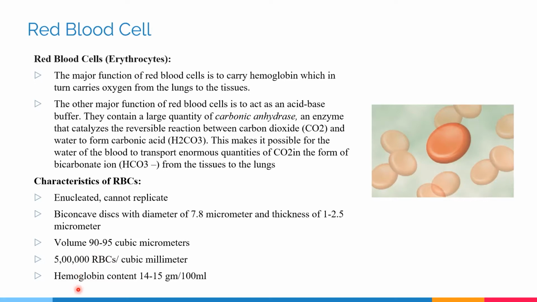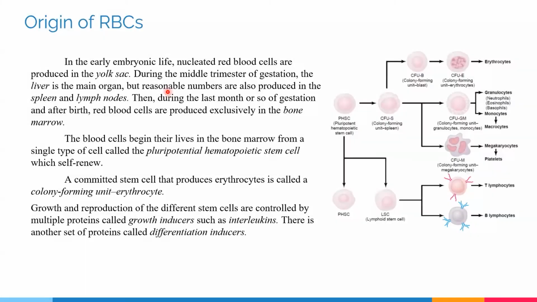Further, the RBCs are also characterized by the hemoglobin content that they carry, and it is around 14 to 15 grams per 100 ml of blood. So that was about the characteristics and function of RBCs.